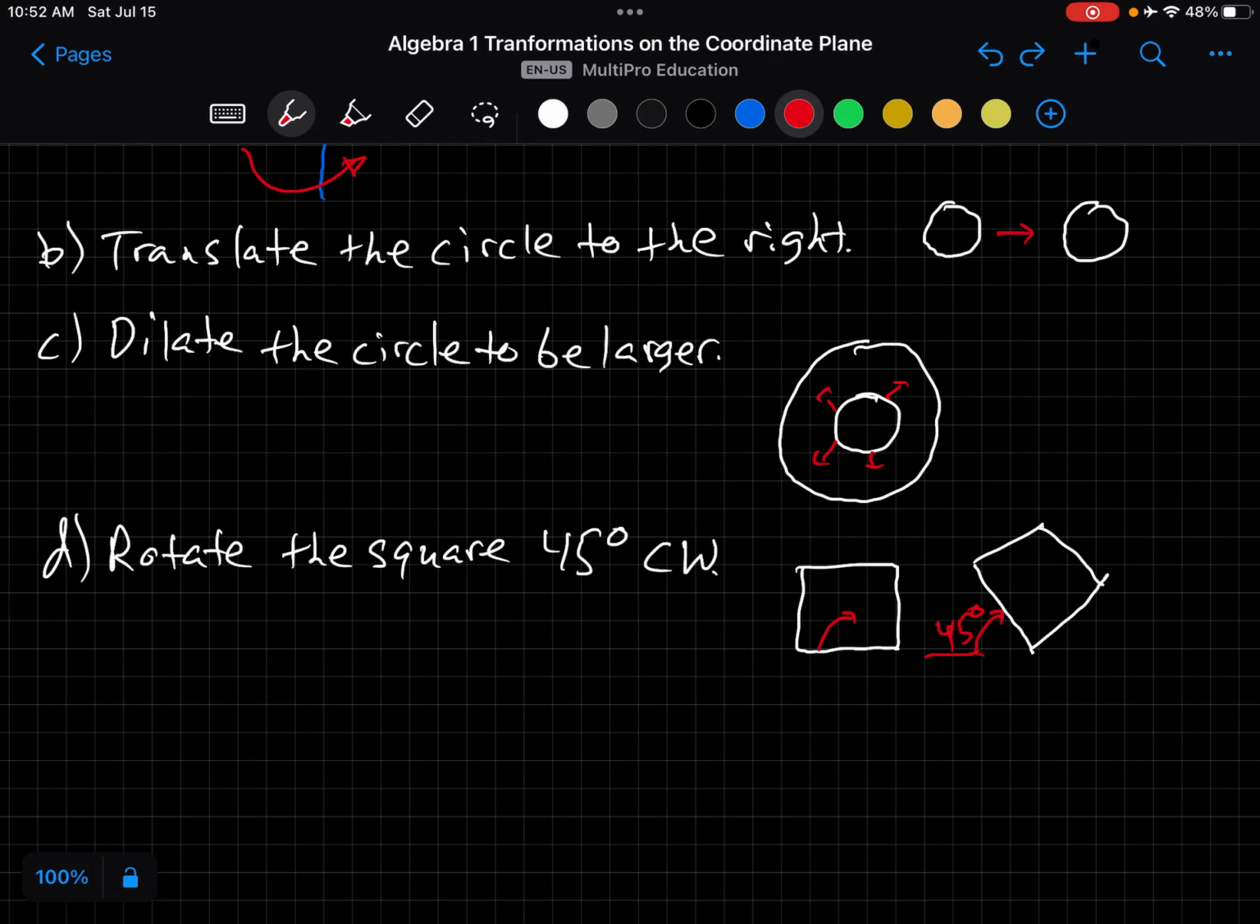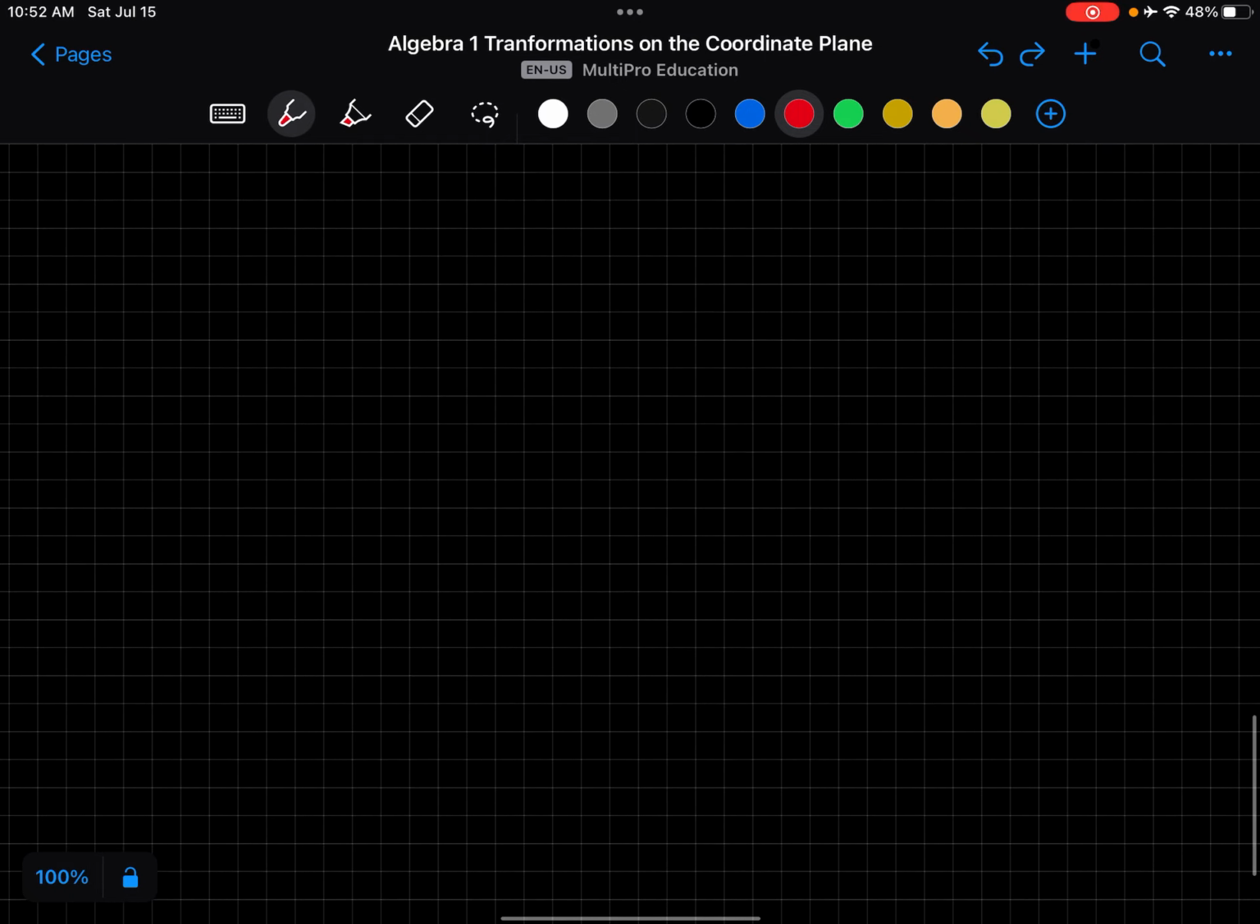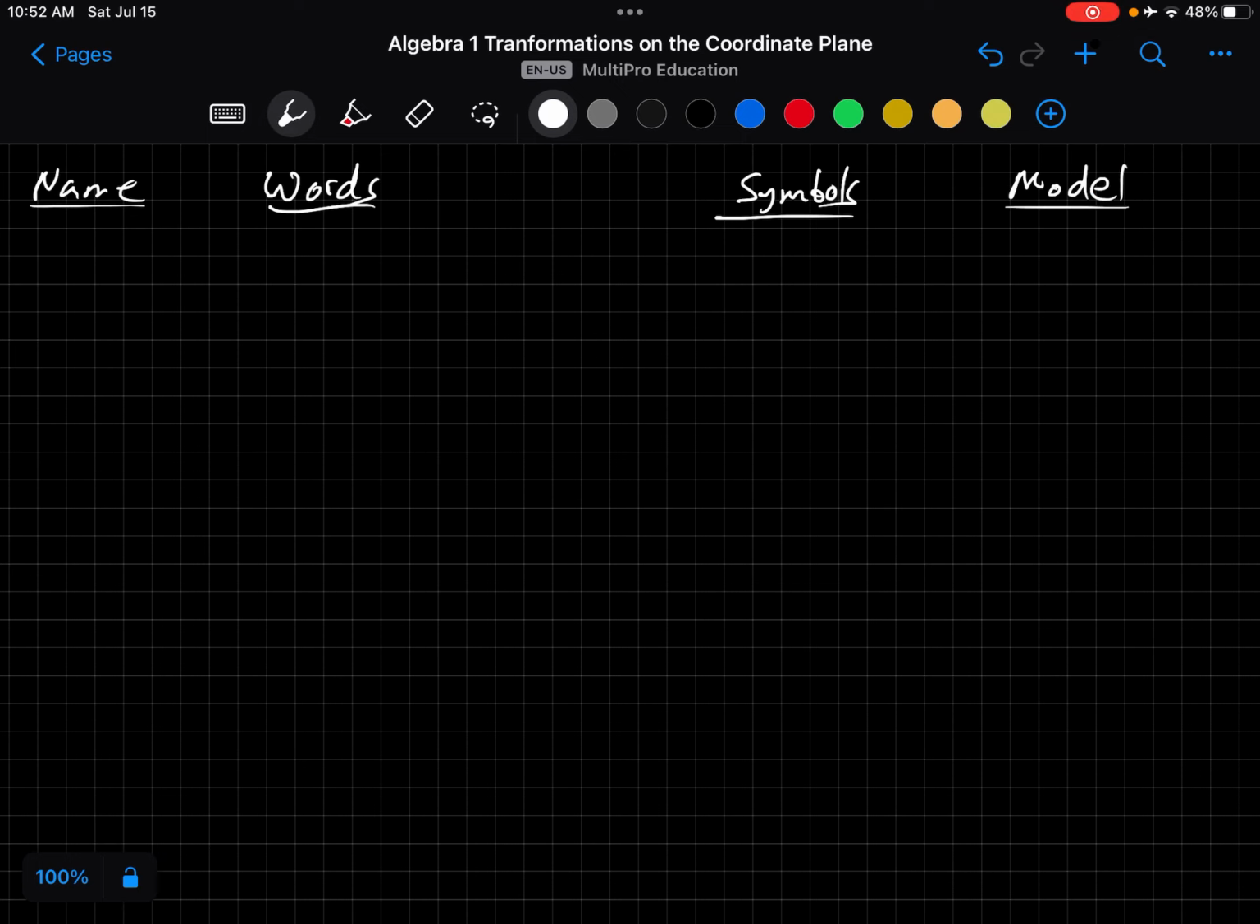So that's our next goal. We have to build us a table now. Okay. So we're going to start out with name. We're going to describe this with words, and then we're going to describe it with symbols. And then we're going to look at the model. Whoa. I don't know what letter that is. Model. Okay. All right. Let's start with reflection.